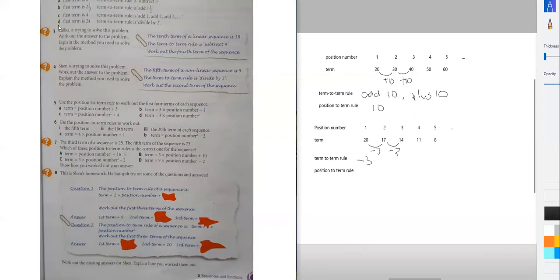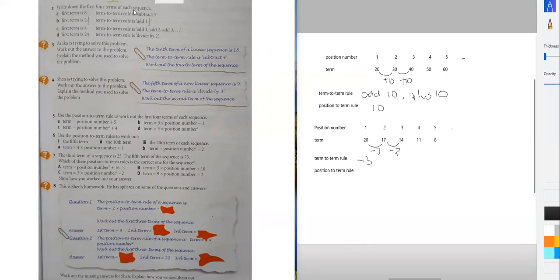Question 2 asks you to write down the first 4 terms in each sequence. Let's do D. In this case, as I said, we don't have multiply and divide, but this one, why do you have divide? Because this question is quite easy. It is only asking you to write out the terms and not asking you to write out the position to term rule.